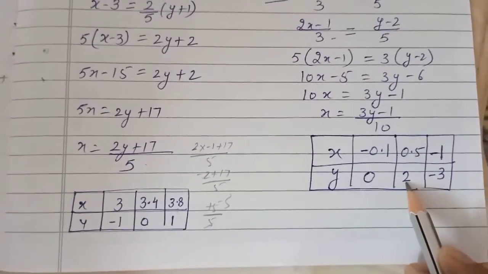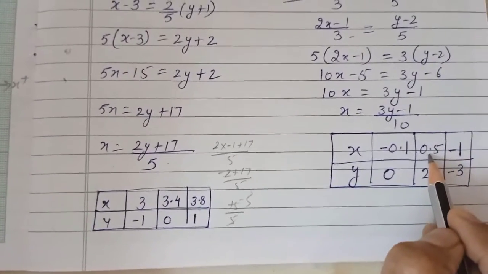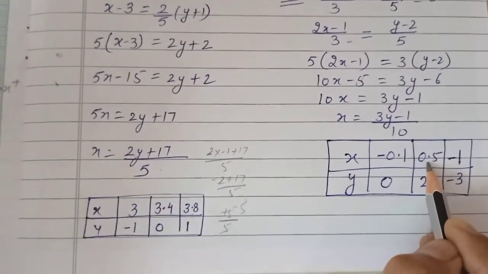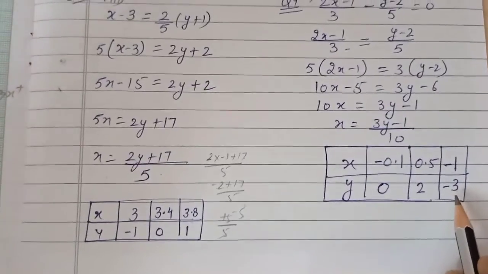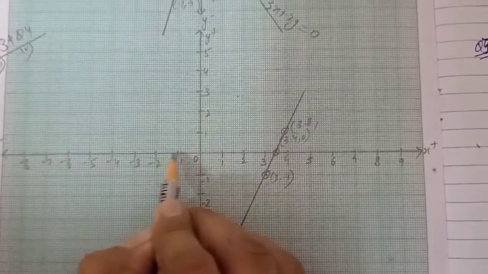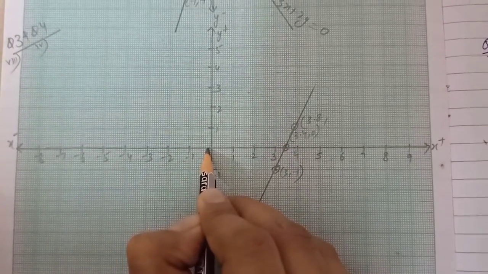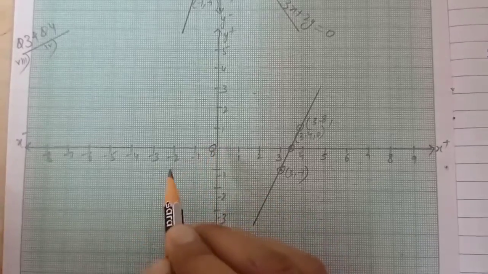If you put it 2, then it will be 3 2s are 6. 6 minus 1 is 5. 5 over 10 means 1 by 2. That will make it 0.5. So same way you can put this value. Minus 0.1. Very carefully look here. Minus means this side. 0.1 means first division after 0. And then 0. It will lie over here only.